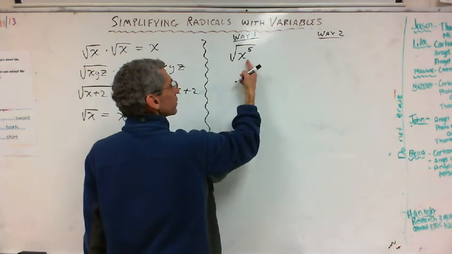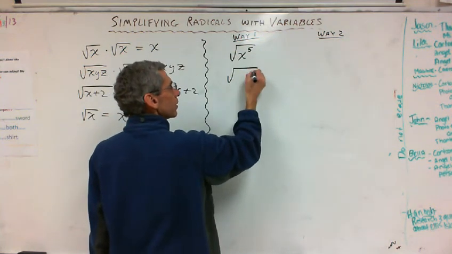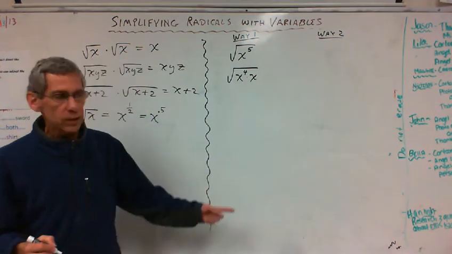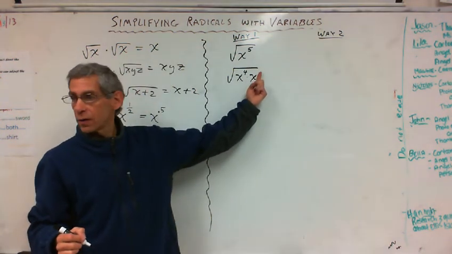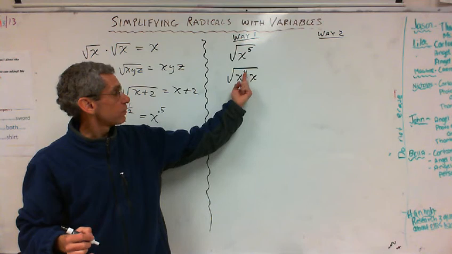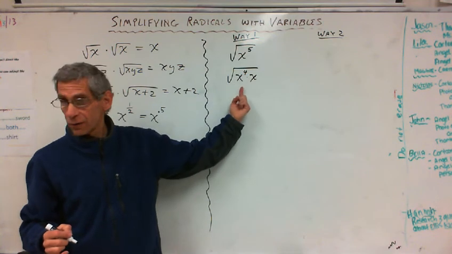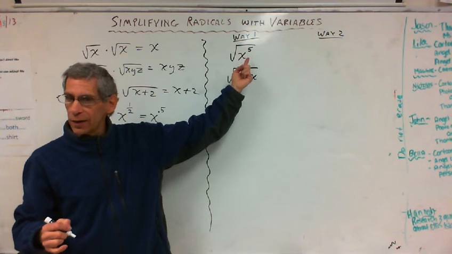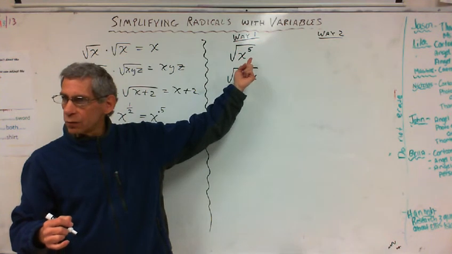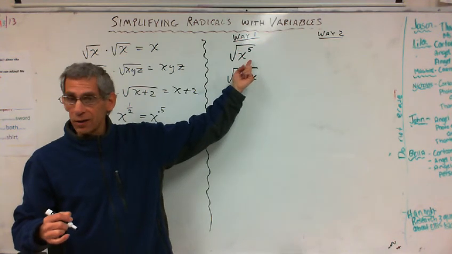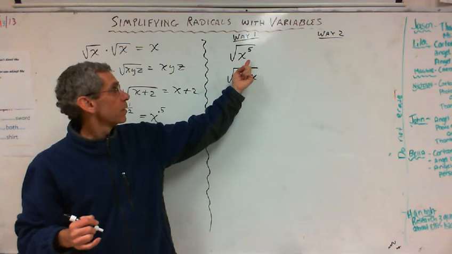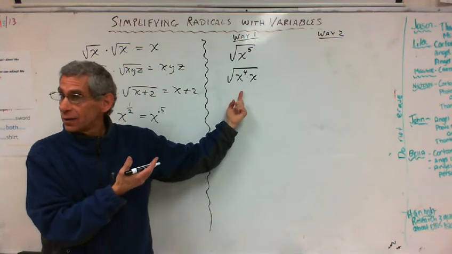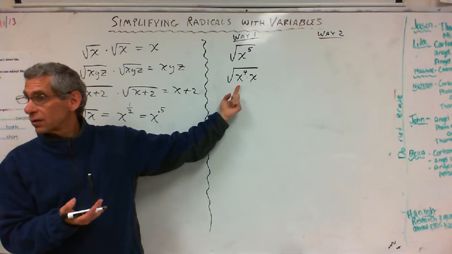They usually say the square root of x to the 5th is the same as the square root of x to the 4th times x. Do you agree? Because x is x to the 1 power, so x to the 4th times x to the 1 is x to the 5th. You just subtract 1 from the exponent, and suddenly you have an even power. Well, what's the square root of x to the 4th?